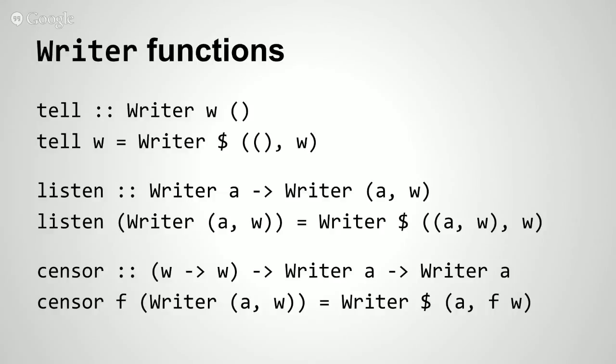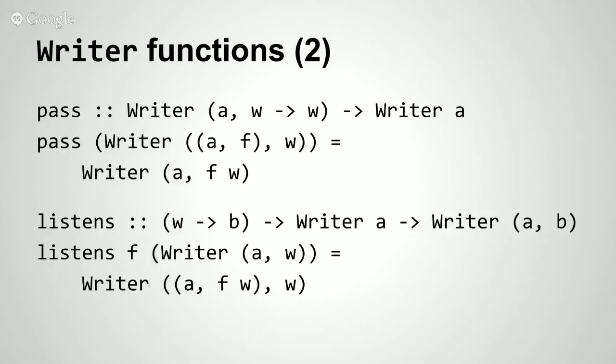Listen is a way of getting that log up into the value level. So you call listen on a writer action, and you get a pair with the value and the state of the log at that point in the computation. Censor and pass and listens I'm going to pass on, but you can look at them in the slides.